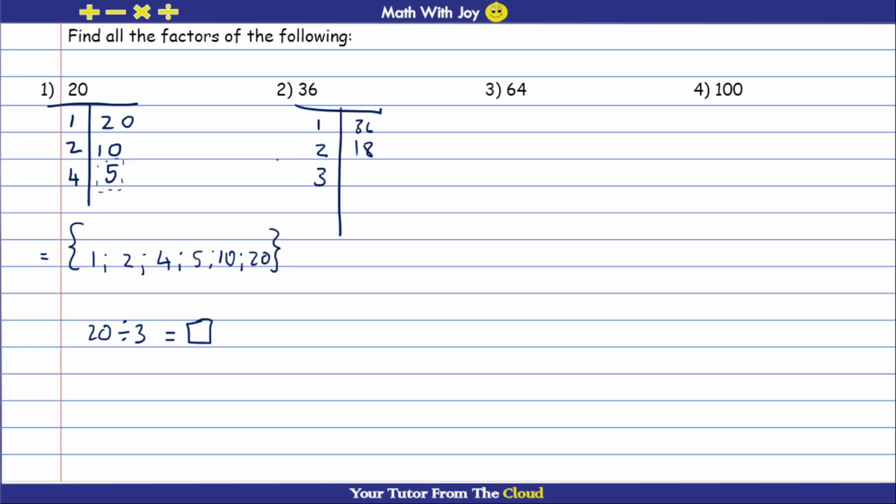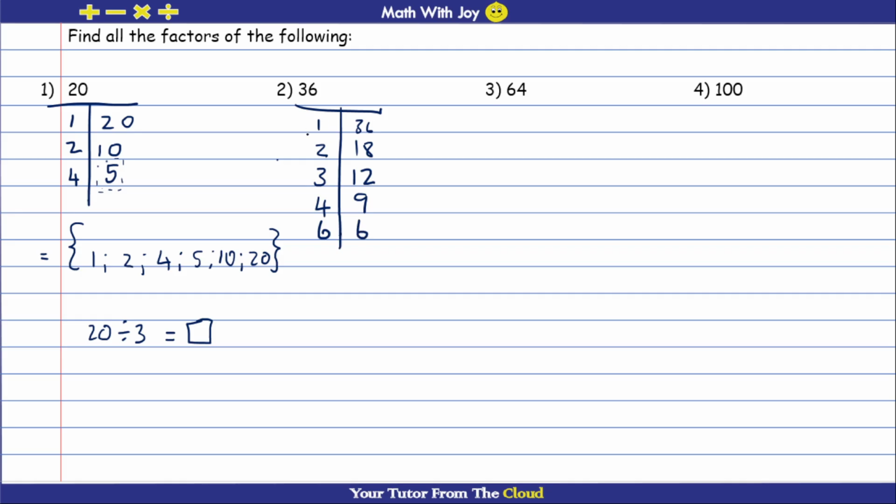And then you say 3 times what gives us 36? Well, that's 3 times 12, and then 4 times 9. And then you will check, does 5 go into 36? No. Does 6 go into 36? Yes, it's 6 times 6.